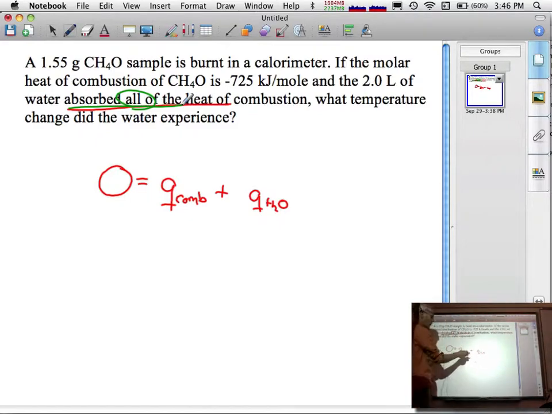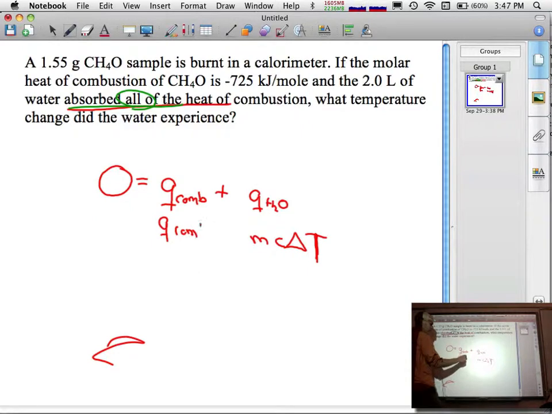Next, we need to think about what to plug in for each of these things. Remember, combustion is a process, so we can't use either C delta T or MC delta T. Q of water, on the other hand, it's water before, it's water afterwards, and it's a pure substance that we know the mass of. So we can use MC delta T for that water. Okay? There it is. Q combustion. Let's just keep it as Q combustion for right now, but in a little bit we're going to substitute in something else for it. Okay?